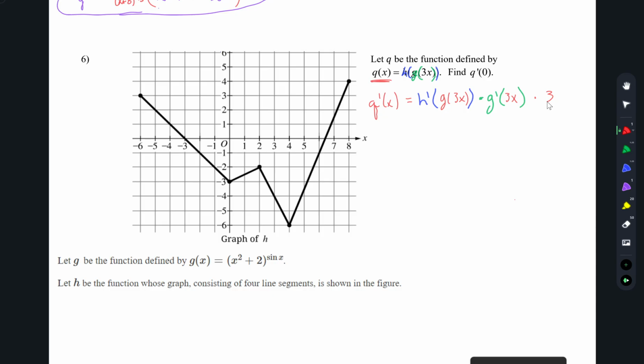Oofda, hey? All right, so I need to figure out Q prime of 0. So Q prime of 0 would be H prime of G of 0, because 3 times 0, right? And then times G prime of 0, and then times 3. Okay, so now I've gotten it situated a little bit, but now I need G of 0 and I need G prime of 0.